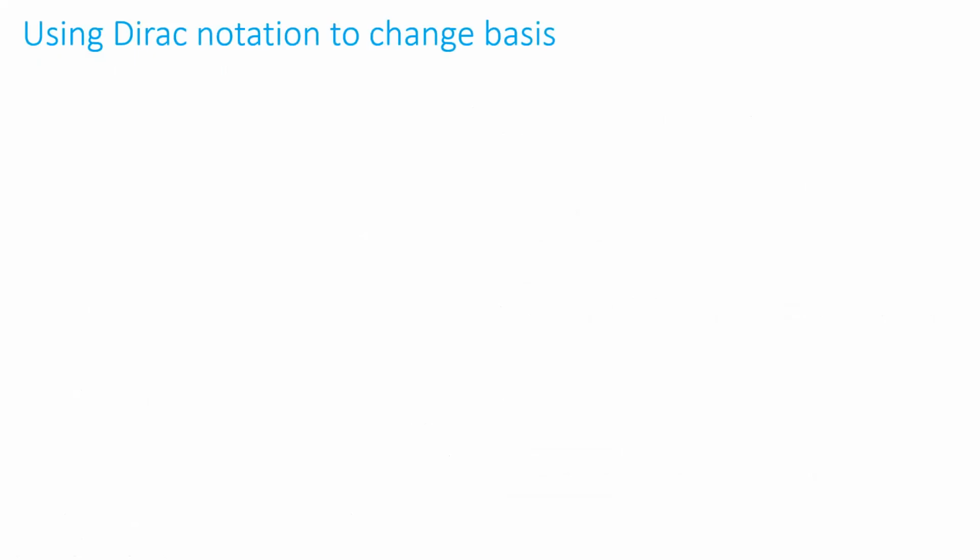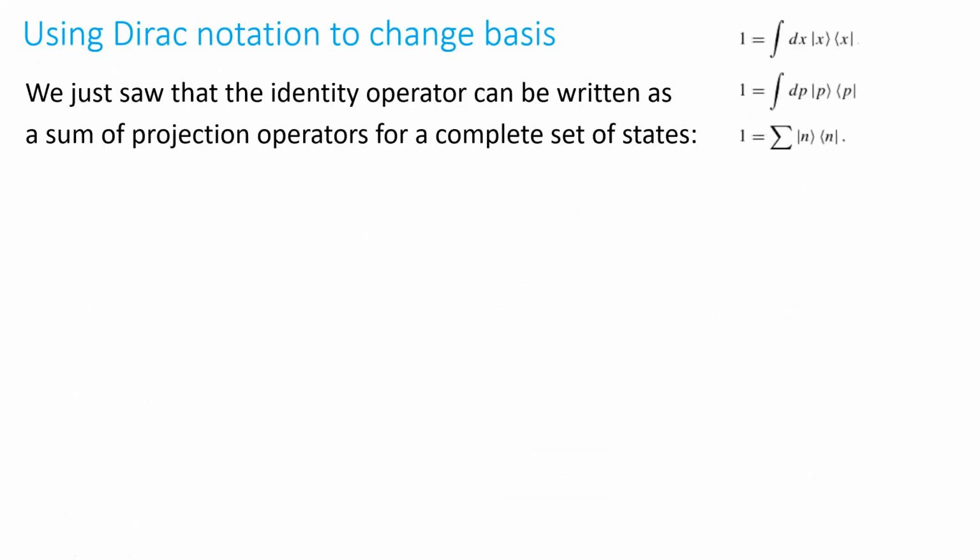Let's wind up by talking about using Dirac notation to change basis. We've talked about how we can write things in different bases. How can we change basis using Dirac notation? So we just saw that the identity operator, that is 1, can be written as a sum of projection operators for a complete set of states. So 1 would be, for example, what we just saw, equal to the sum over n of ket n bra n in the previous example.